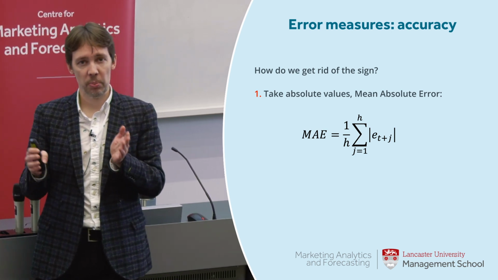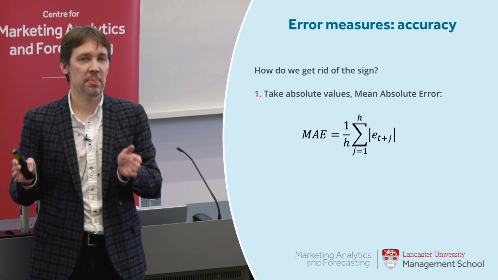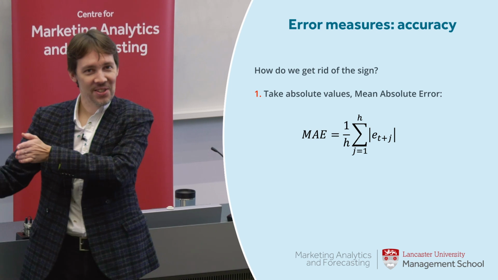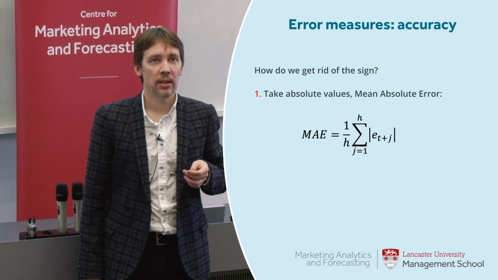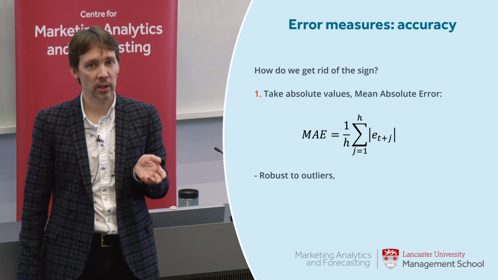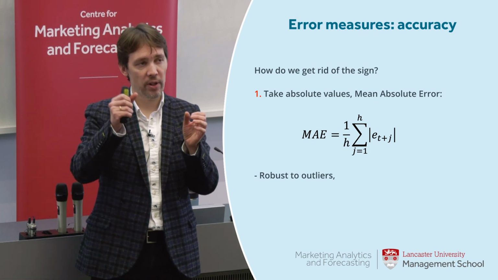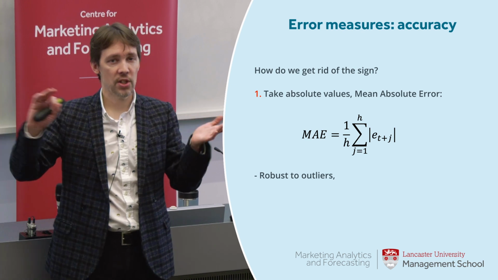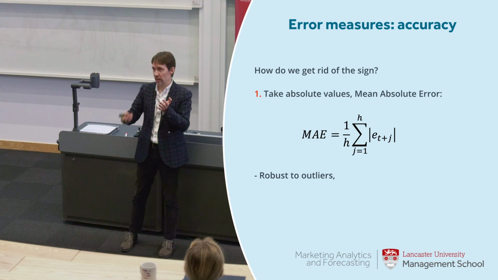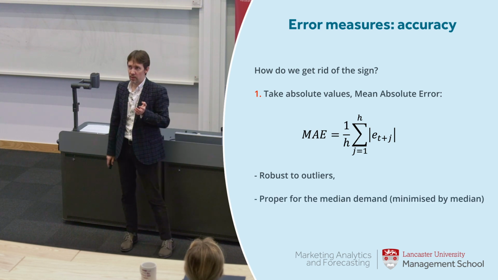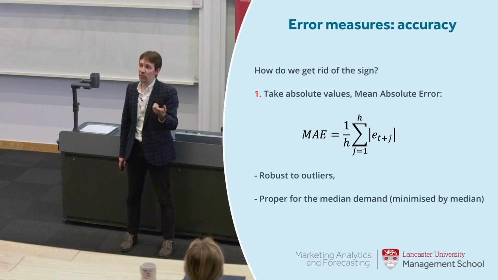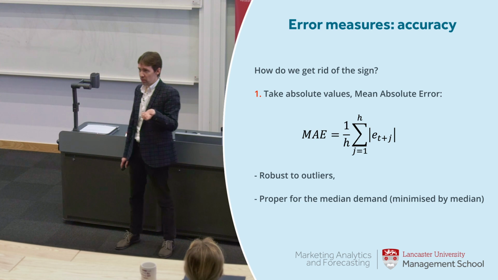And based on that, we have mean absolute error, which is calculated as mean of all absolute errors, just exactly what it says. This is a fine measure used in many contexts. It is robust to outliers. Why? Because if you have a very high error, then it's not expanded, increased. It's just a part of your cocktail, let's say. This error measure is minimized by median values, and it's proper for the median demand if you really want to work with one.